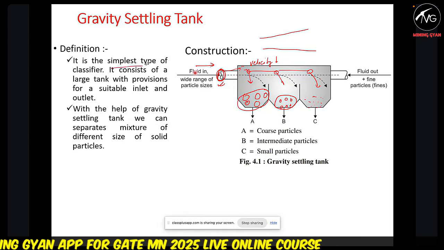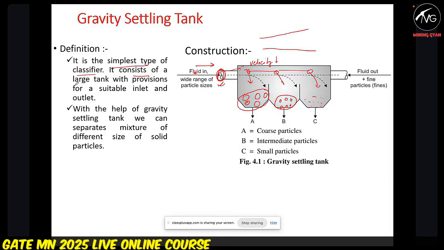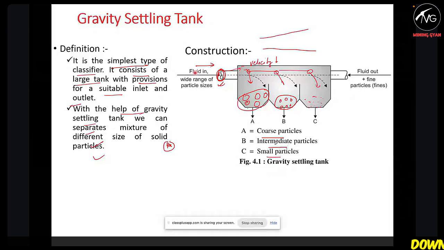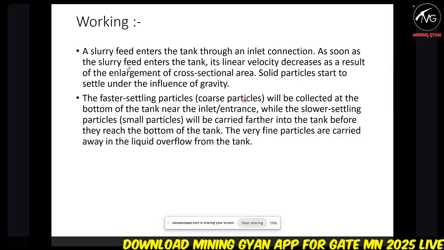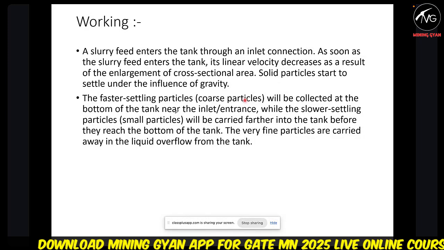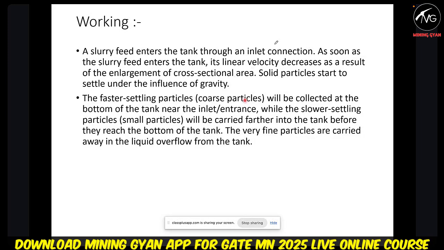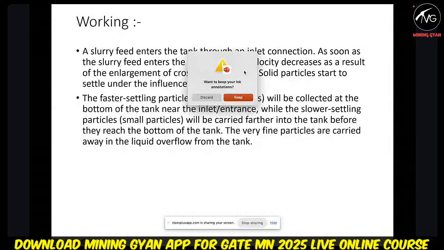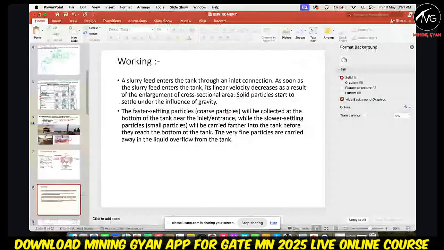So it is the simplest type of classifier. It consists of a large tank with provision for a suitable inlet and outlet. Okay. With the help of the gravity settling tank, we can separate the mixture of different sizes of solid particles. I told you that coarse particles, intermediate particles, or small size particles will fall down. So this is the working principle which I told you. Okay, and I think I have some video so you will better understand what is happening.